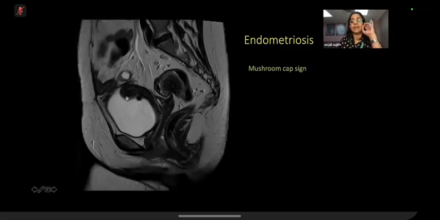This is an appearance which is called the mushroom cap sign. The base of the mushroom is the T2 low signal plaque, whereas the outermost part of the cap is formed by the intermediate to bright signal of the submucosa and mucosa of the bowel. So what happens is when this deposits on the serosa, the bowel wall is actually displaced more towards the lumen. And so the outer bright signal is formed by the submucosa and mucosa of the bowel. So this is called the mushroom cap sign.